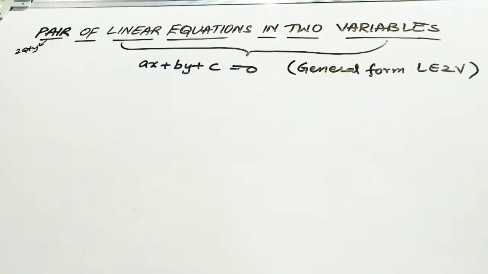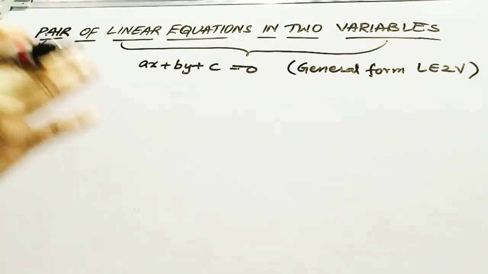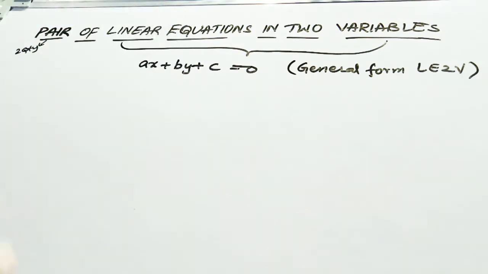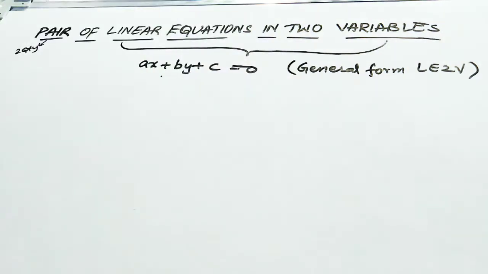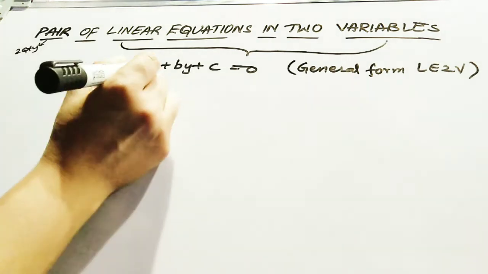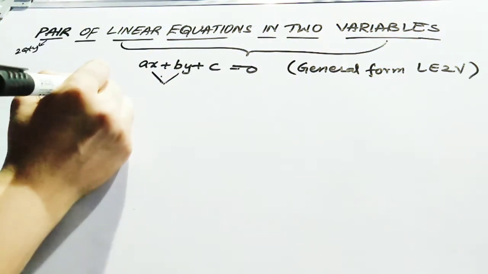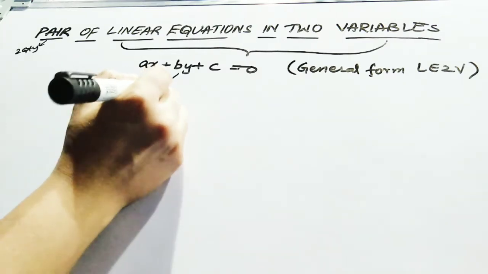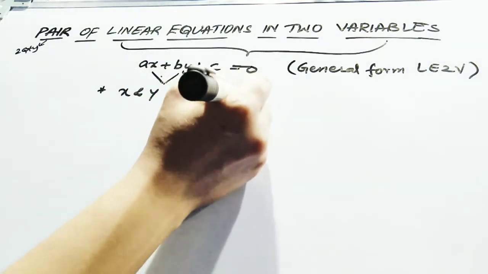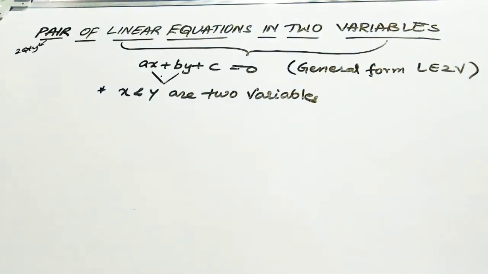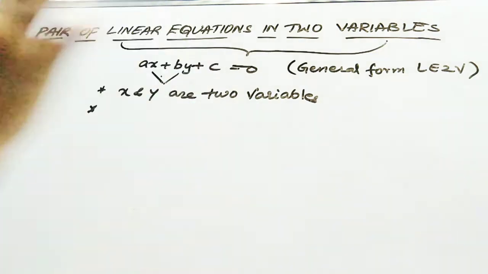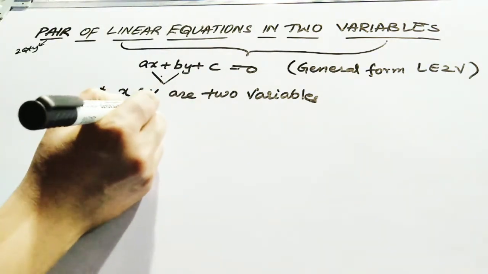I am writing the abbreviated form of the linear equation for your understanding. For writing the complete linear equation in two variables, this board is not sufficient. ax plus by plus c is equal to 0. That is the general form of your linear equation in two variables. Here you see x and y. x and y are two variables. And you observe the power of the variables: the variable power must be 1.